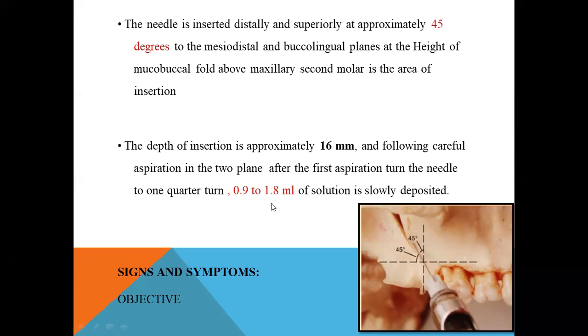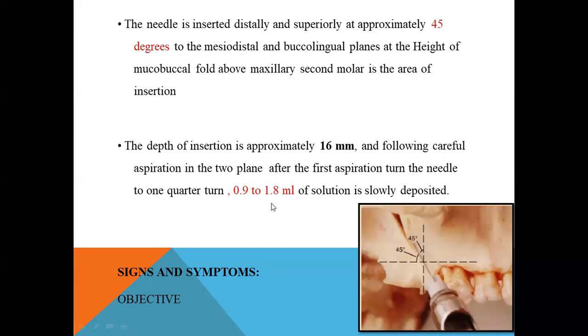Signs and symptoms. There are two types, called objective and subjective. Subjective is what the patient tells you. Sometimes the patient will tell you they have numbness or a swelling sensation in that region, or loss of sensation in that region. Sometimes the patient will complain like that. That is called subjective symptoms.